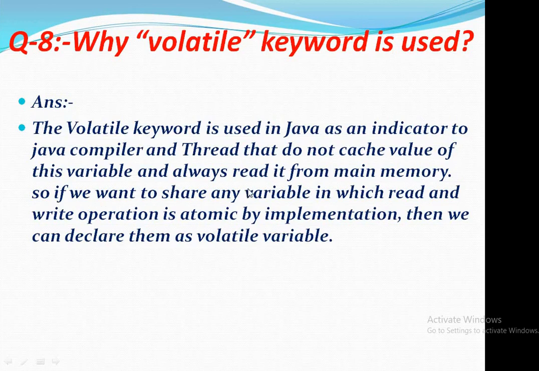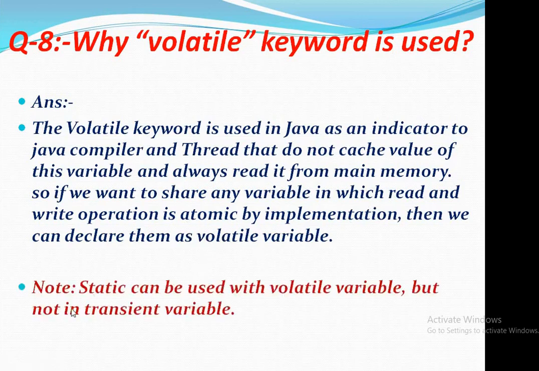So if we want to share any variable in which read and write operations are atomic by implementation, then we can declare it as a volatile variable. Here is also a note: the static keyword can be used with a volatile variable but not with a transient variable.